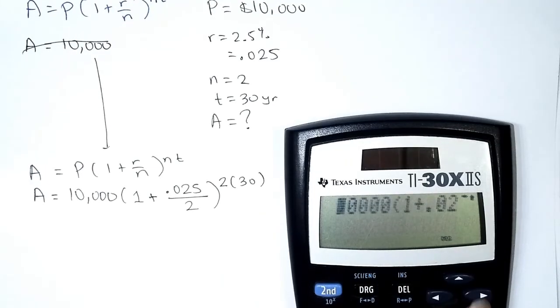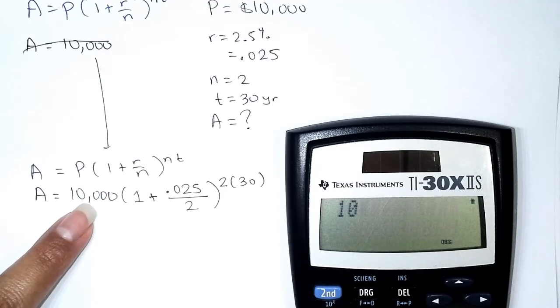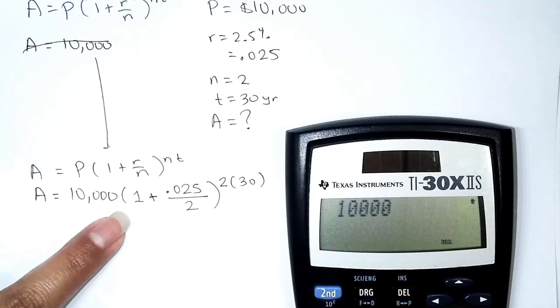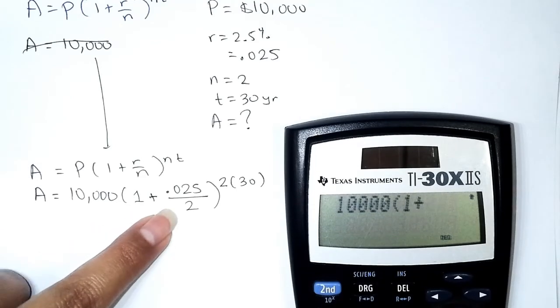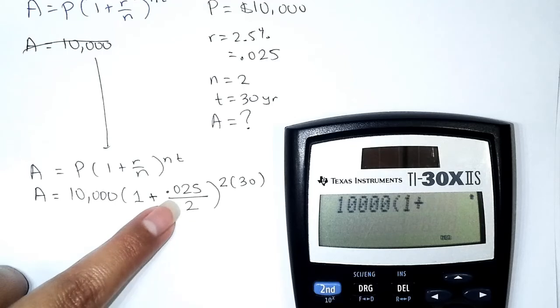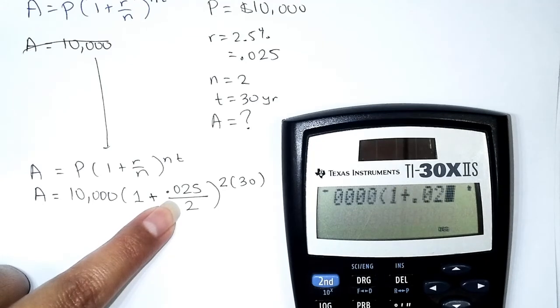All right, so we have 10,000. Open parenthesis. 1 plus. And it's up to you how you want to write this. The fraction bar, I will always use the division symbol. So we have plus 0.025.